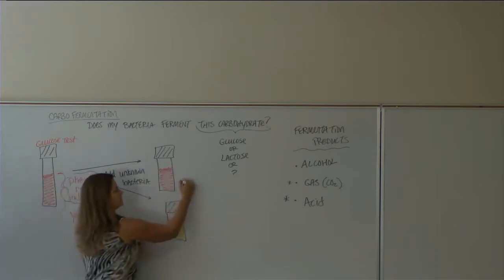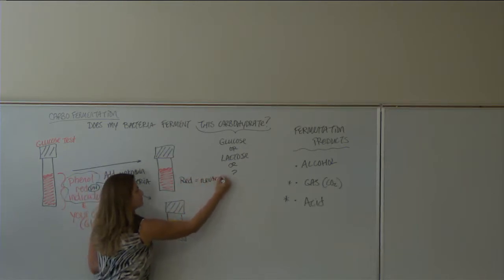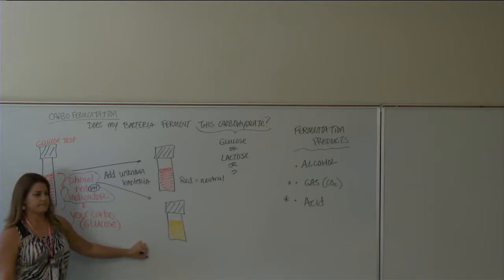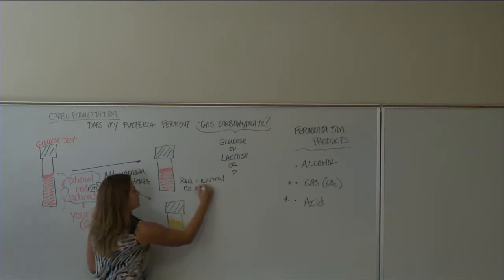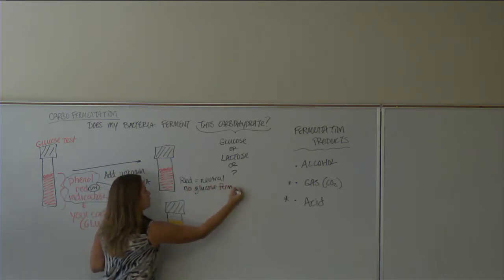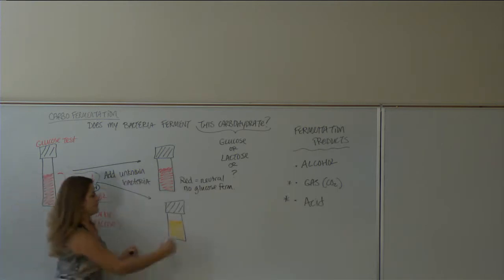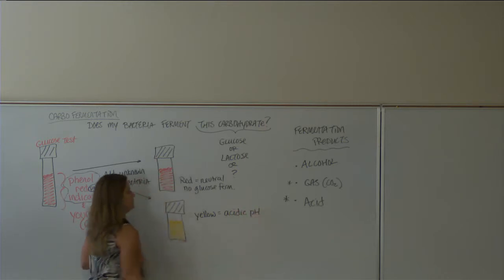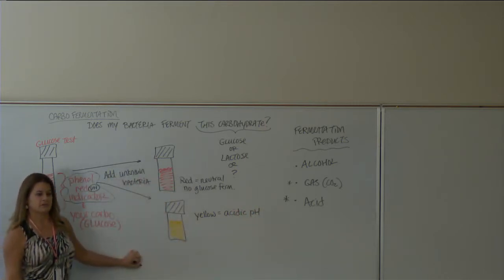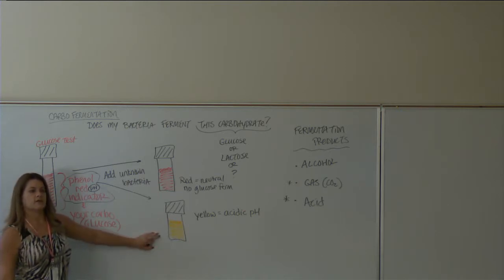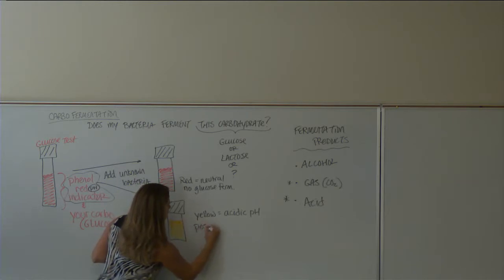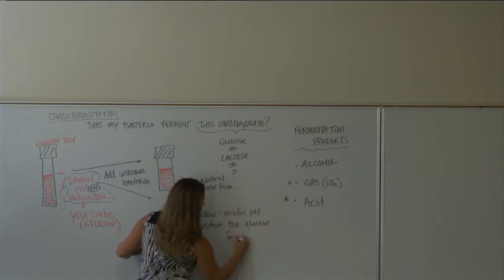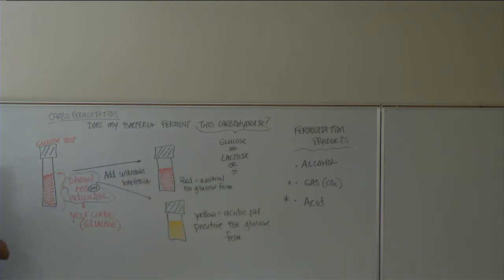If it stays red, red is neutral. Did fermentation happen if the pH stayed neutral? No. So we'll say no glucose fermentation. Yellow equals an acidic pH. So did fermentation happen if acids were produced? Yep. So this would be positive for glucose fermentation.